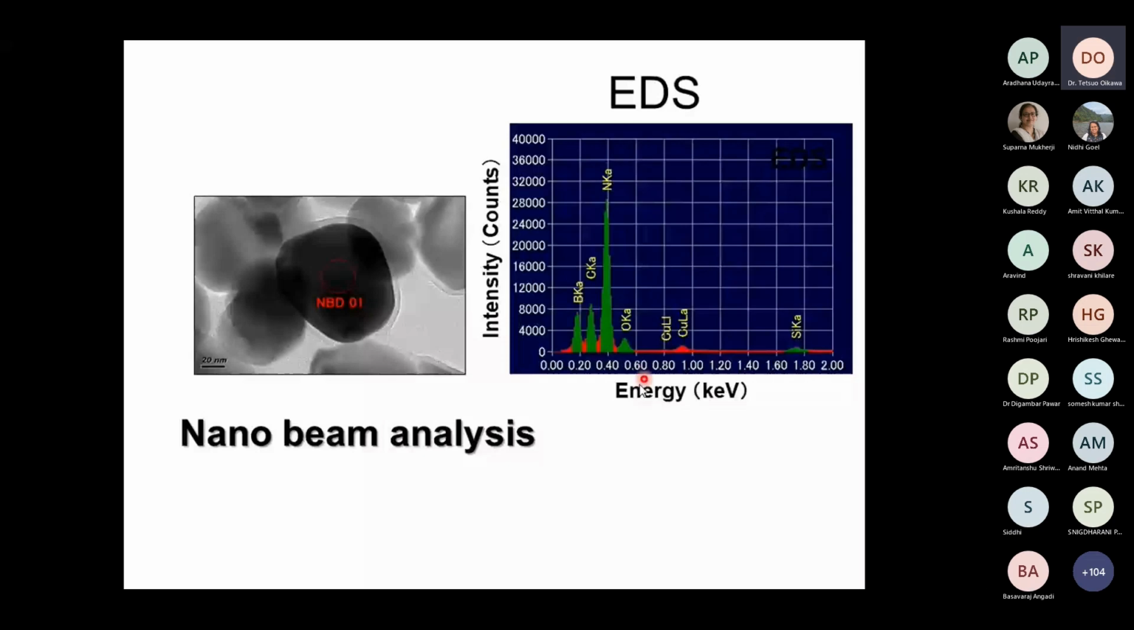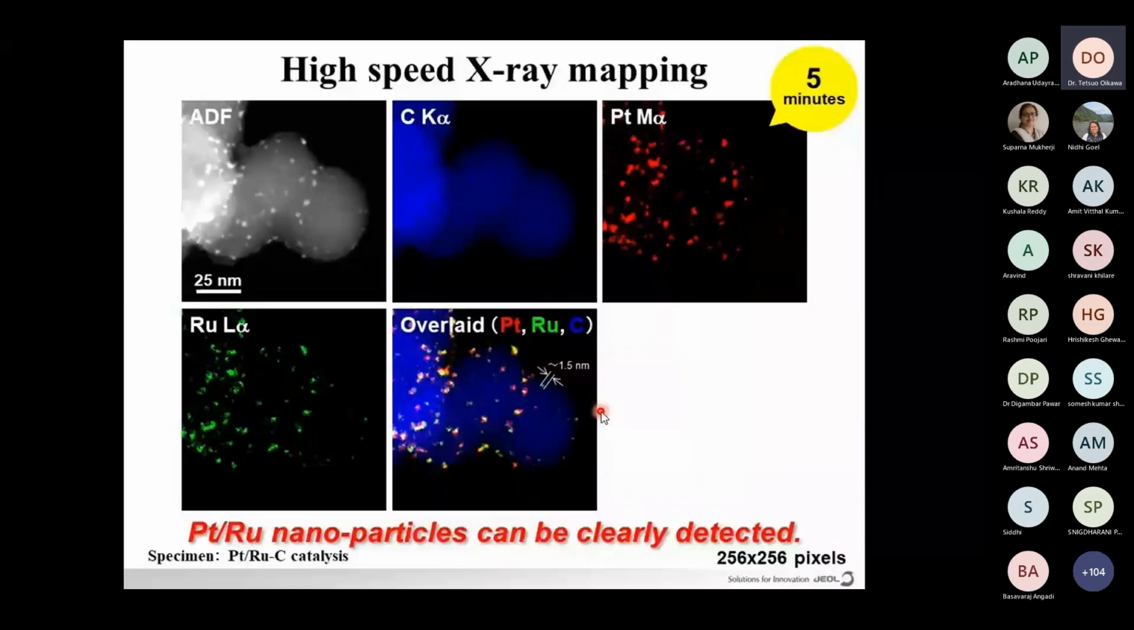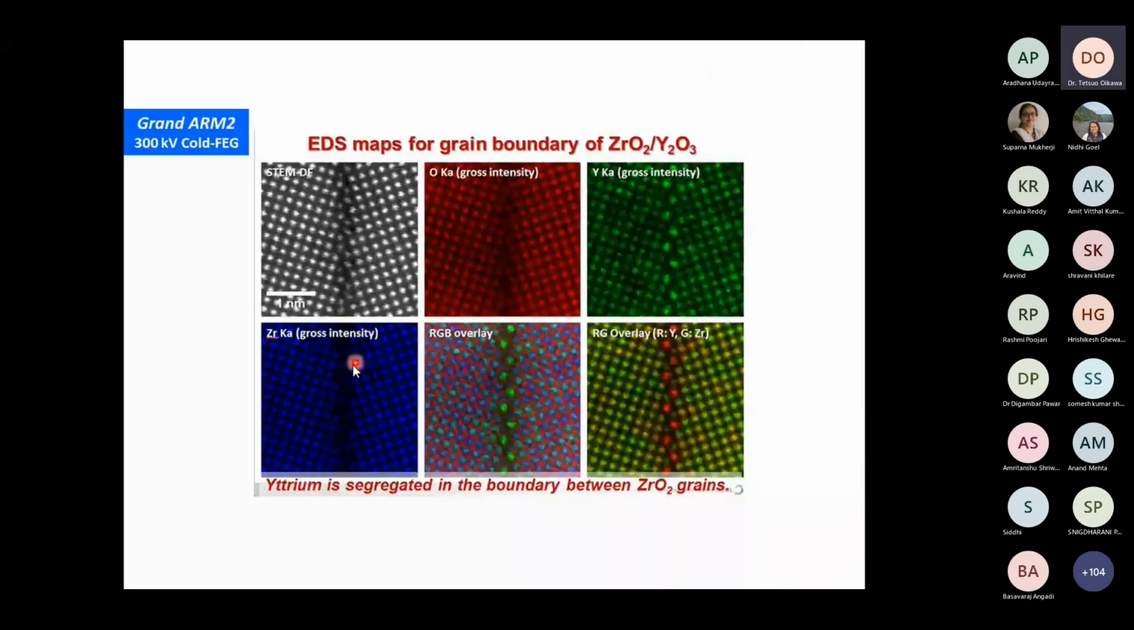X-ray analysis is very convenient for making elemental distributions in combination with scanning transmission microscope, STEM, imaging. Simultaneously, we can select the characteristic X-ray energy and make elemental mapping like this. And this is the current state of combination with aberration corrected STEM imaging.